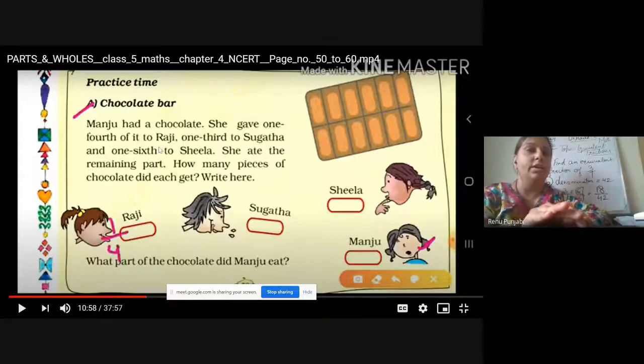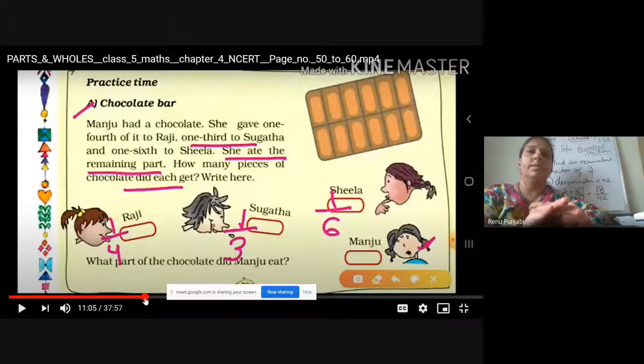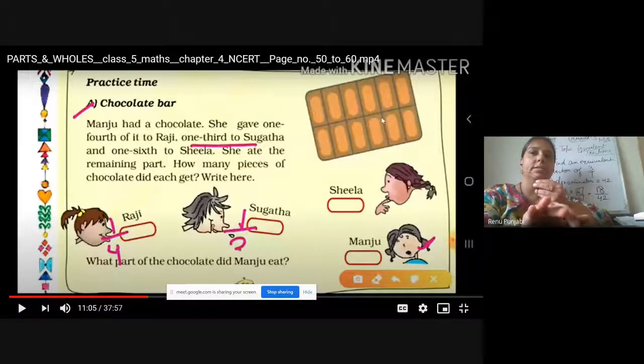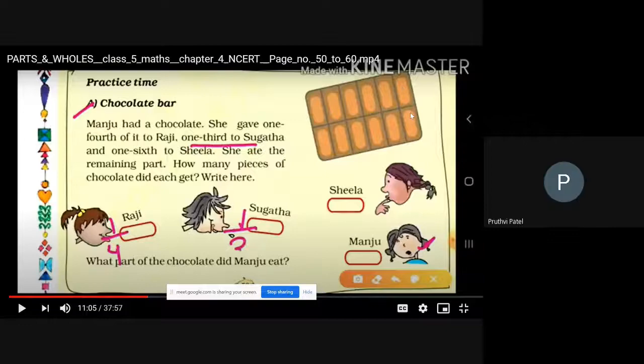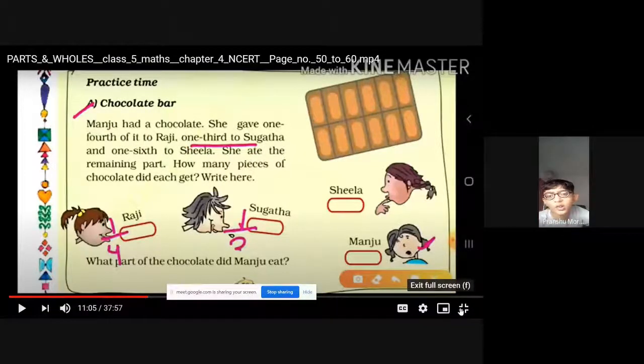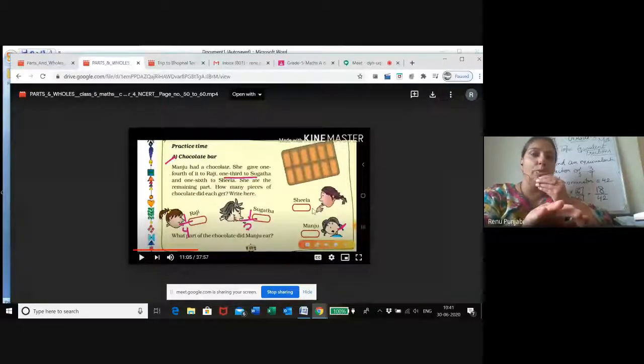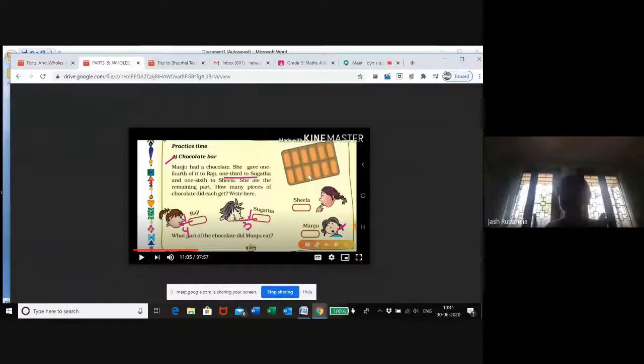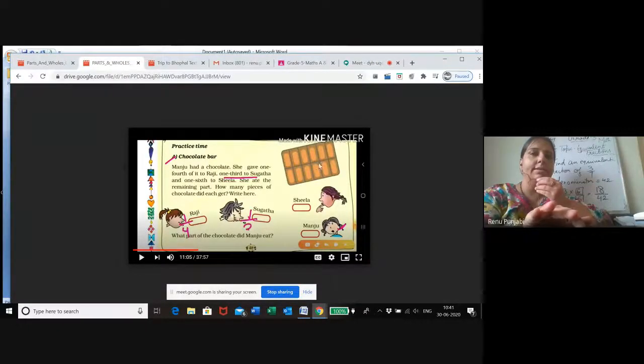How will you find it? First, you have to calculate the number of parts. Here are 1, 2, 3, 4, 5, 6, 7, 8, 9, 10, 11, 12. So there are 12 equal parts in total.